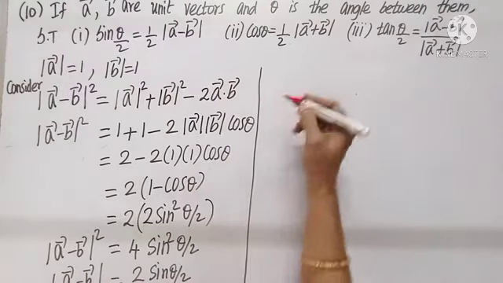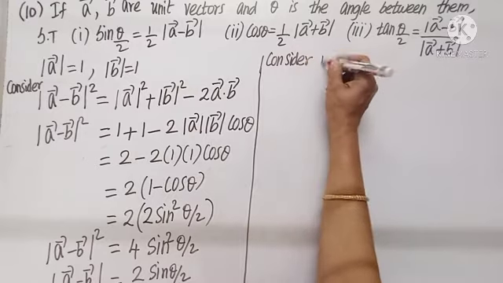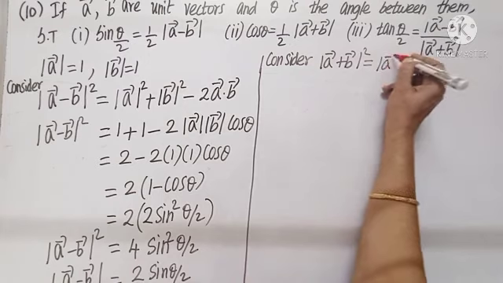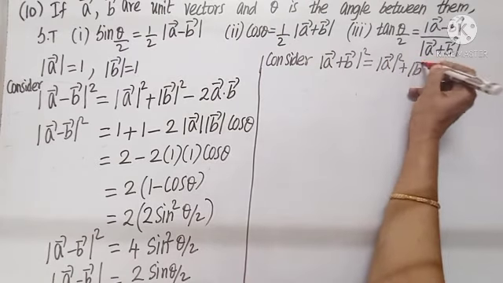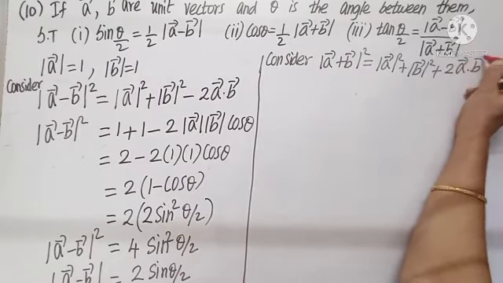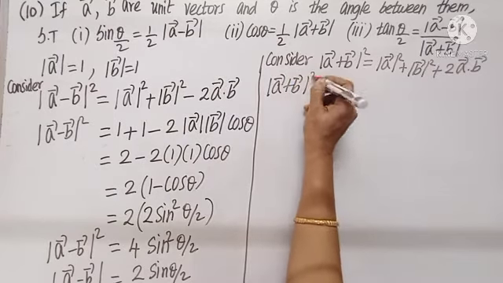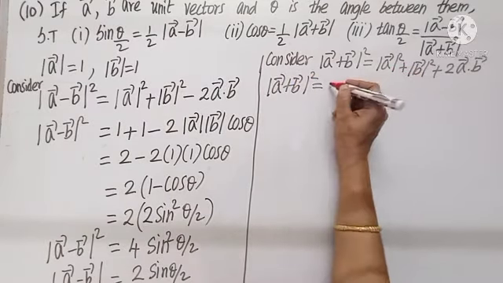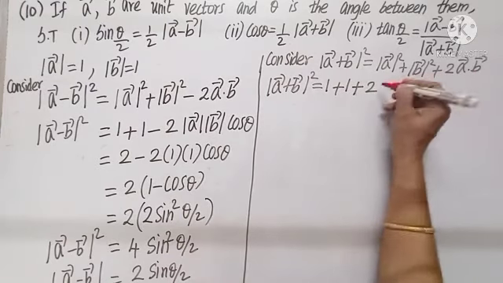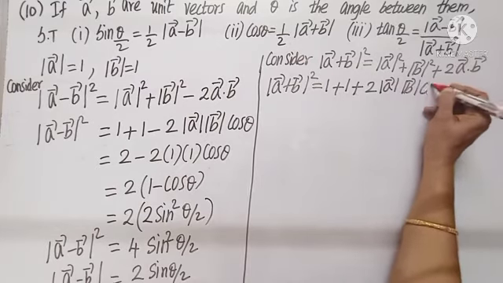So the same steps. Consider A plus B the whole square. As I expand, mod A square plus mod B square plus 2 A vector dot B vector. Mod A plus B the whole square equals mod A square is 1, mod B square is 1, plus 2. What is A dot B? Mod A, mod B, cos theta.